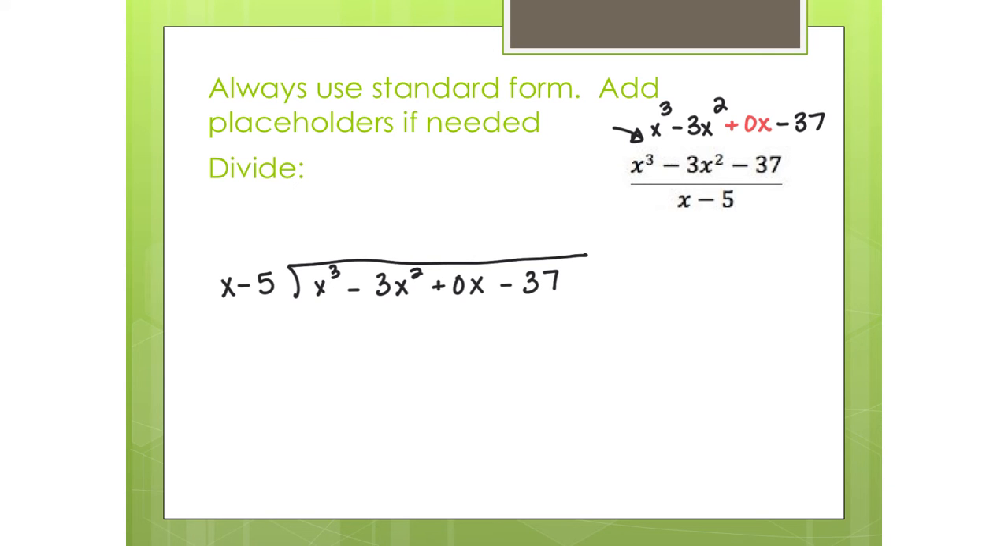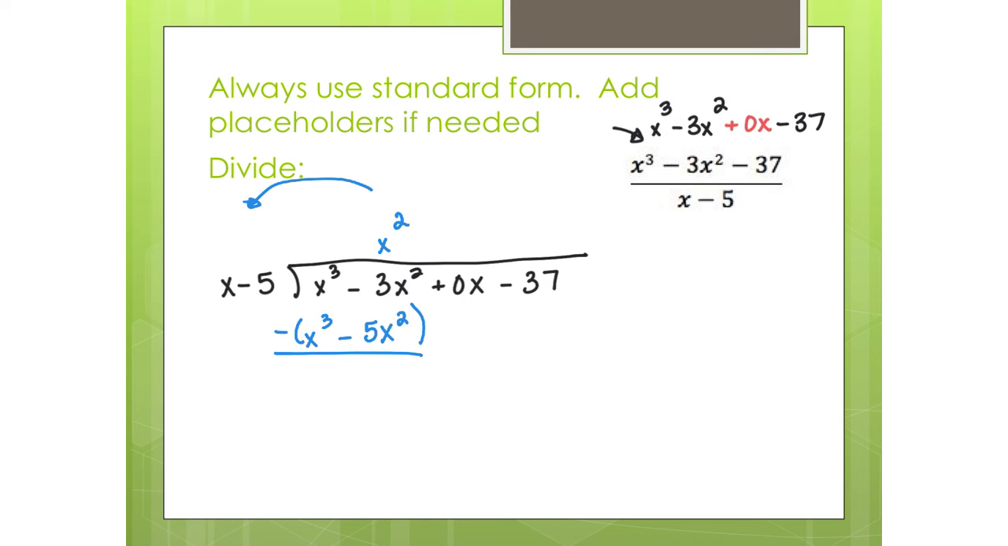Now we're going to repeat the process we did last time. We're just going to start by division. So we're going to divide x into x cubed, and that goes x squared times. Then we're going to multiply that x squared by the divisor out front, line that up underneath. That gives me x cubed minus 5x squared.